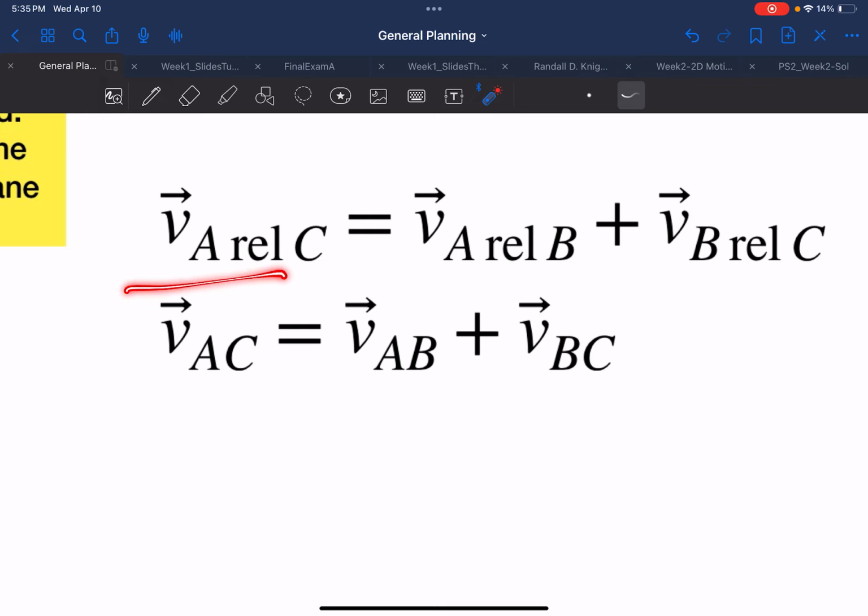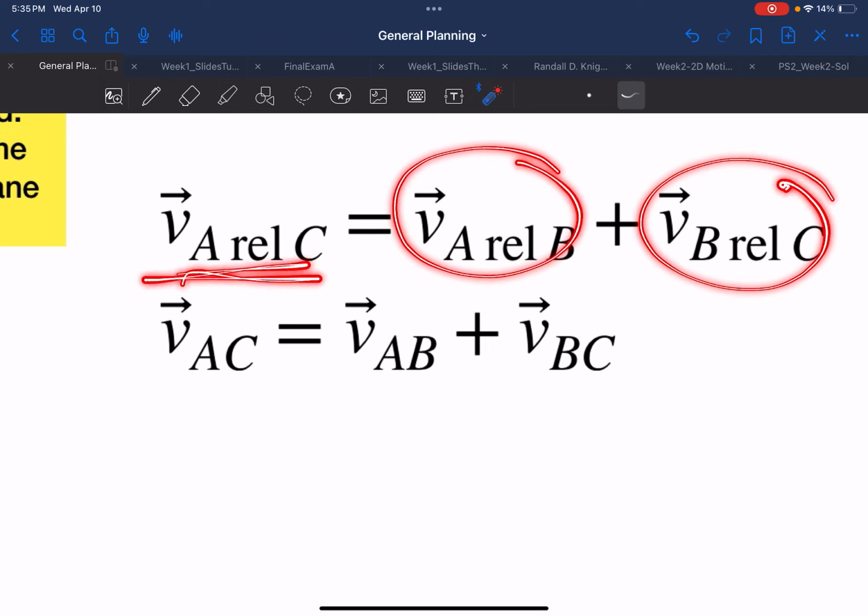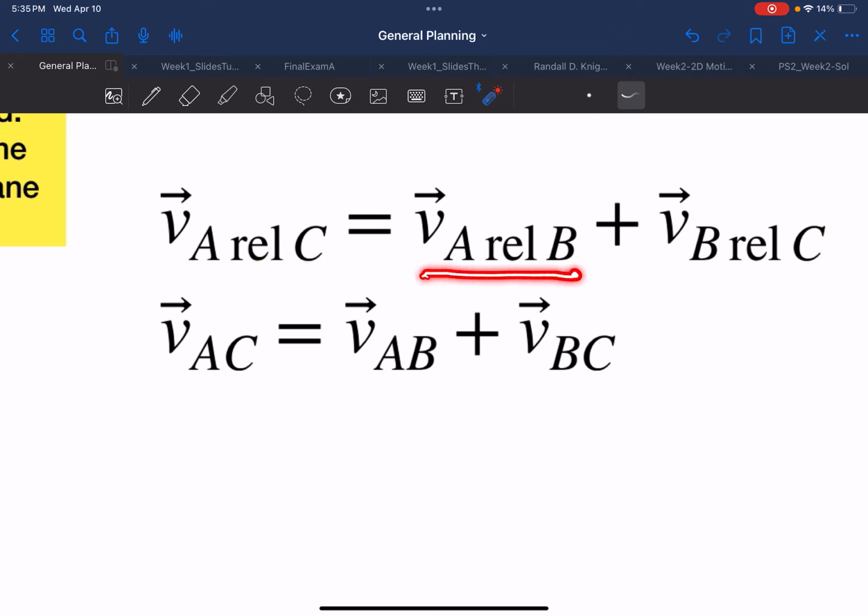Note that each of these terms is a vector, so this is a vector sum equation. You can't just add this number to this number and expect to get the velocity of A relative to C. You need to add this vector to this vector.